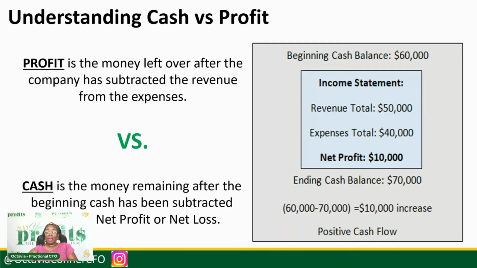But let's flip this around. Let's say the beginning cash balance is still $60,000, but the revenue that they generated was $40,000. Let's say the expenses came to $50,000. That means they actually have a net loss for that particular period of $10,000. Now they have to take that net loss and subtract it from the beginning cash balance of $60,000, which is going to leave them an ending cash balance of $50,000.